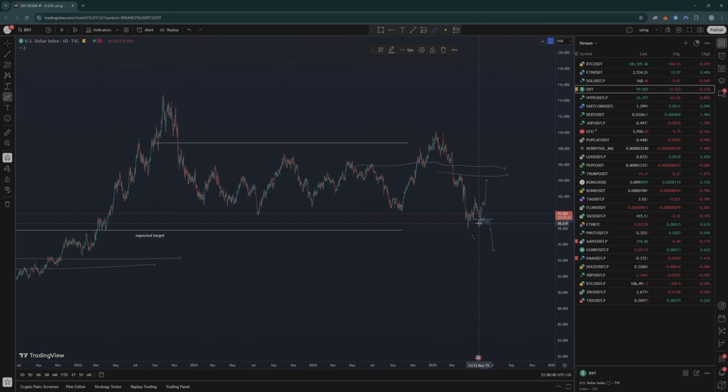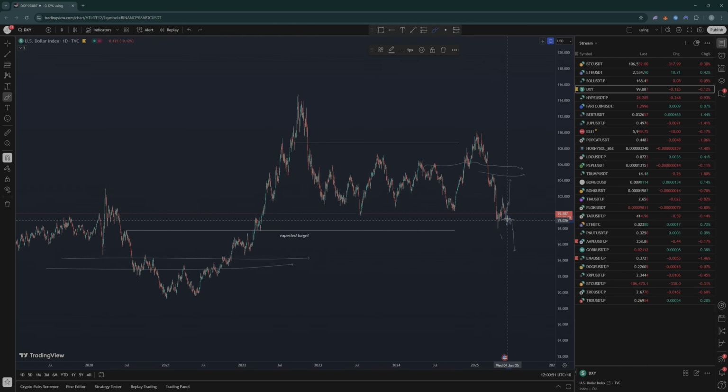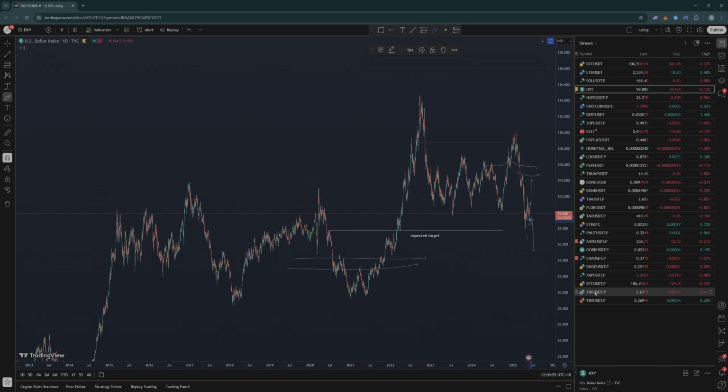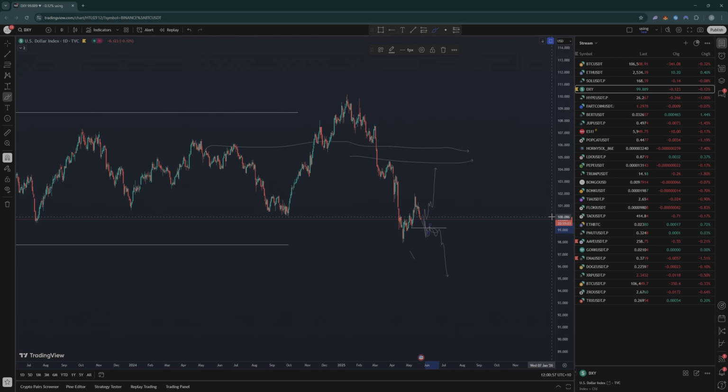So accumulation below here and a move up towards 105 will push Bitcoin and Ethereum to retrace a little bit along with the rest of the market. However, if we continue to drop down on the daily and the weekly, then expect this drop off and devaluation of the dollar to just continue into the 95 region. So that's the dollar, my friends.